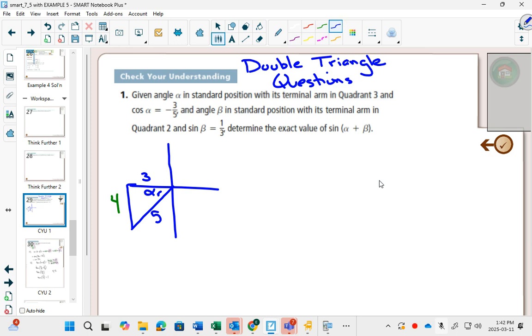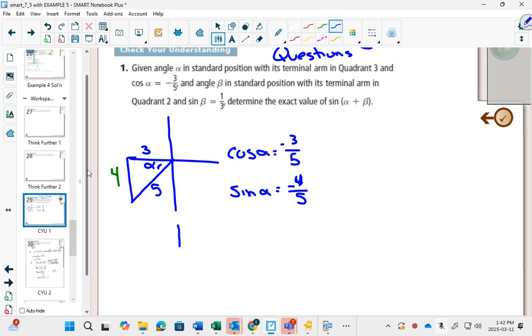And so because we have this triangle, we already knew that cos of alpha was negative 3/5. I can now look at my reference angle, and I can say that sine of alpha will be negative 4/5. Negative because it's in quadrant 3, and sine is opposite over hypotenuse. There's my alpha triangle. There's also going to be information for us to draw a triangle with beta.